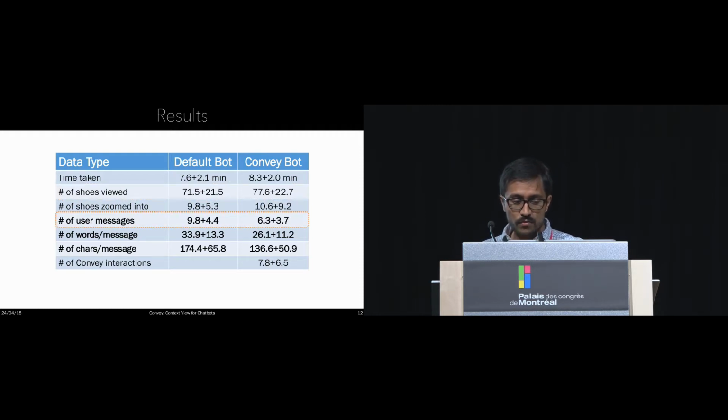In terms of the number of user messages, in the default chatbot they wrote around 10 messages, while with Convey they only wrote around 6 messages. With a t-test it was found to be statistically significant, with p less than 0.05. Similarly, the length of the messages was also higher with the default chatbot compared to Convey. Finally, with Convey, on average, the user interacted almost 8 times. By interaction, I mean anything when they clicked in the Convey box and selected or edited the value of a context value.